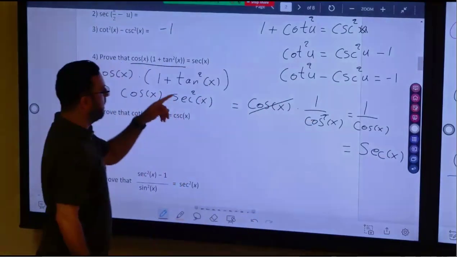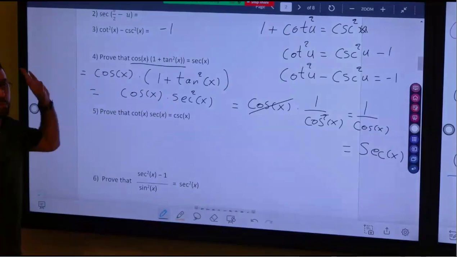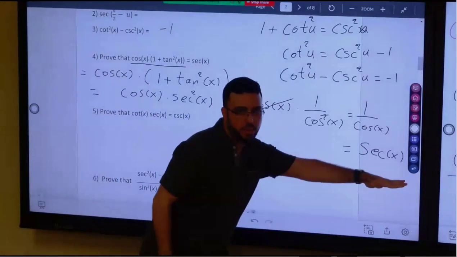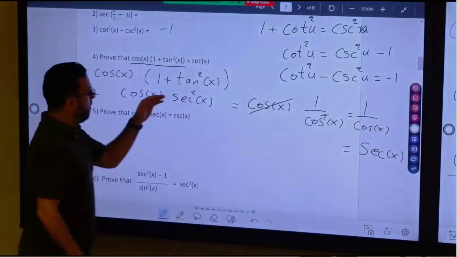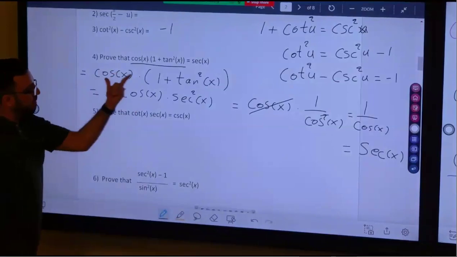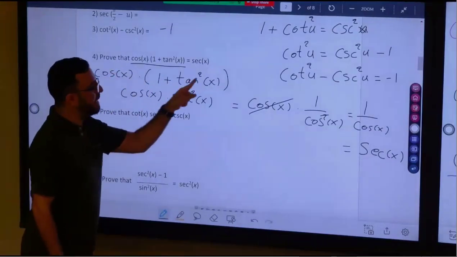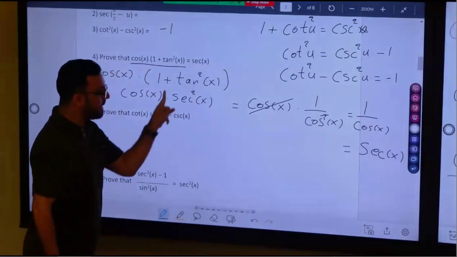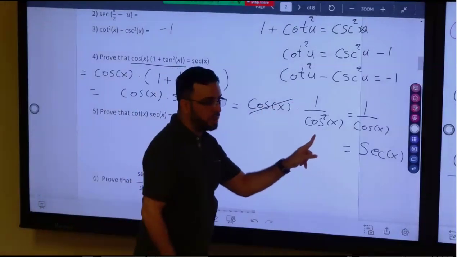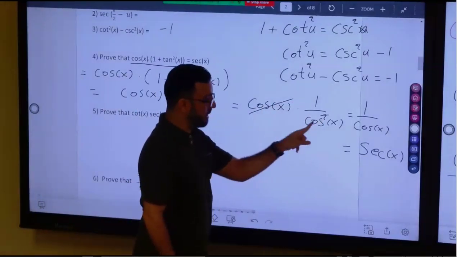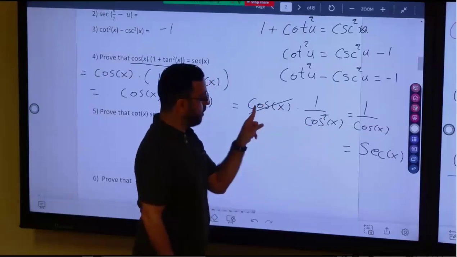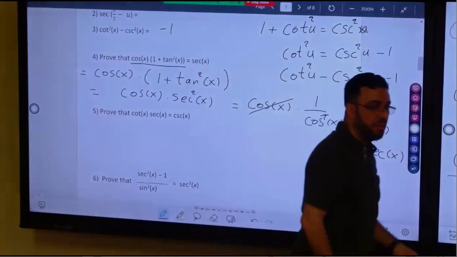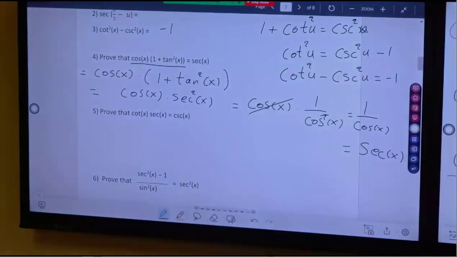Did I get the second side? So always when you have a proof that, start with one side, use the identities until you reach the second side. That means here's the cosine. I use one of the identities. It says 1 plus tangent square equals secant square. Now I'm going to write down the cosine. Secant square is 1 over cosine square. Cancel the cosine because I have 2 cosines here. Cancel 1 with 1. What's left is 1 over cosine, which equals secant. Yes or no?